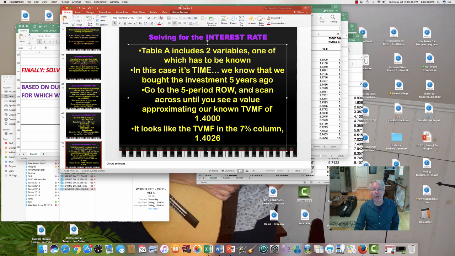You can't solve any of these problems for both time and interest. You have to know one of them. In this case, we knew the time. Using it, we found the interest rate. It was 7%. We scrolled across with a ruler, with your finger, whatever, until we got to 1.4026. Close enough. The answer is approximately 7%. Okay?